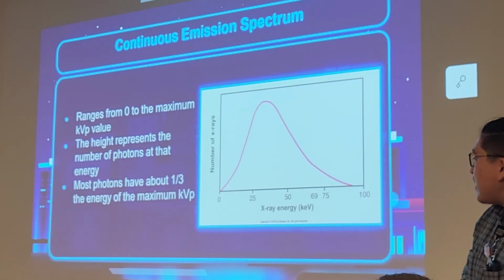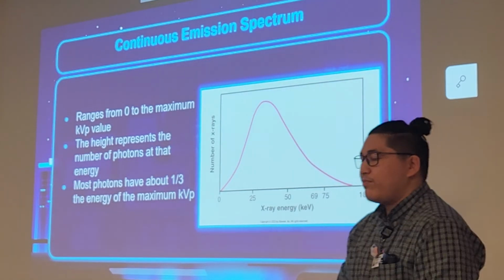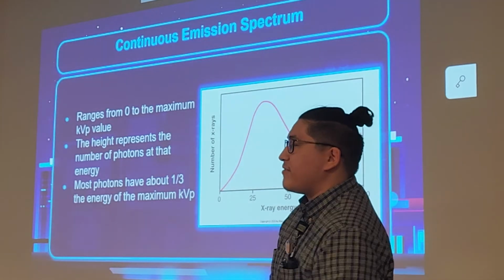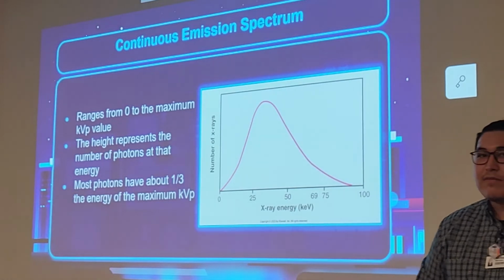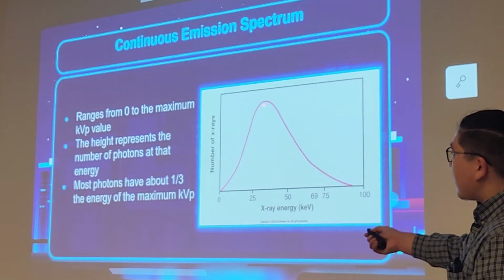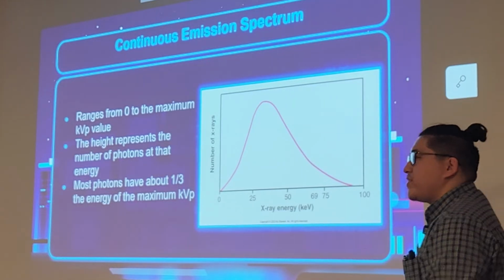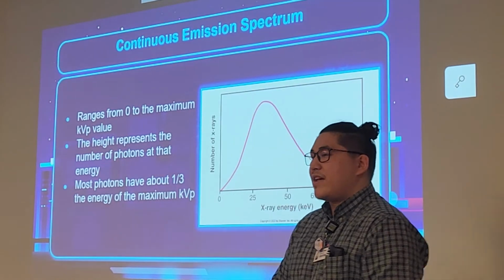And the x-axis once again represents the energy value for these. Now most photons have about 1/3 of the maximum KVP, so that's going to be around the peak right here. And that's going to be about 1/3 of the maximum KVP. That's where we'll find most of our photons at energy points.